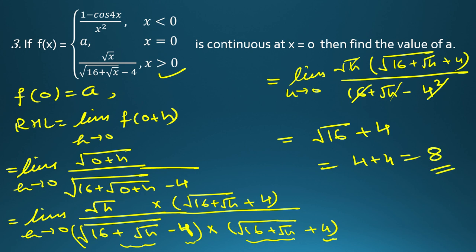You see, by RHL also we got 8. So f(a) means f(0) means a will be equal to 8. Okay, like this you can do the question.